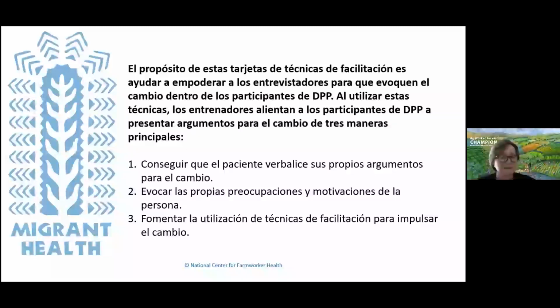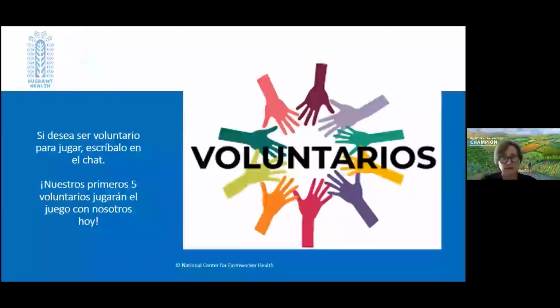First, this is because we want to hear these reasons from the patient. We want to have the patient verbalize their own arguments for change. We need to evoke the motivations and the words that this person has, and we need to encourage the utilization of these facilitation techniques to help push for change. And all of this is done, of course, with patience, step by step. So now we're going to play.